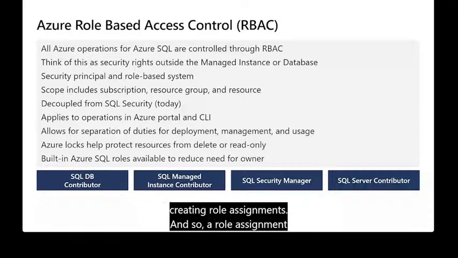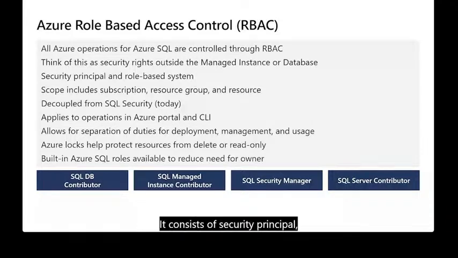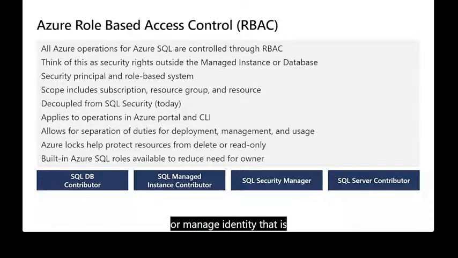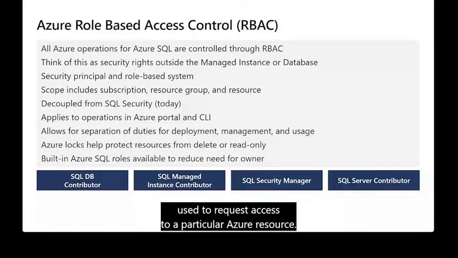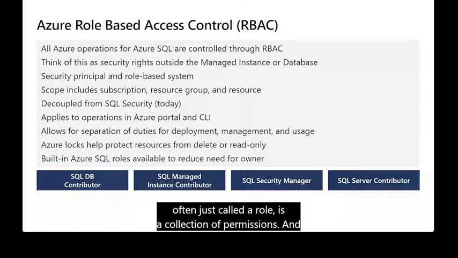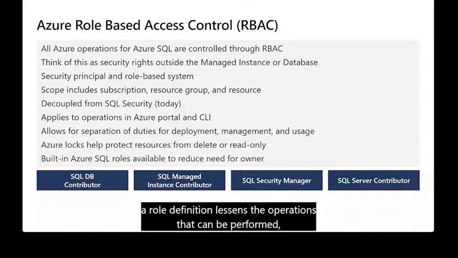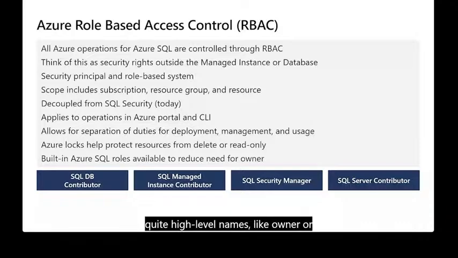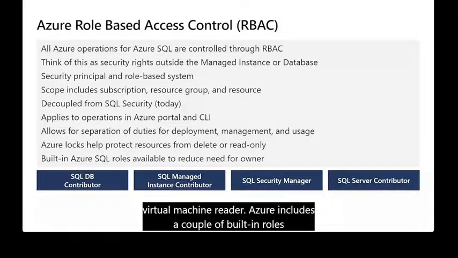And so a role assignment consists of 3 elements. It consists of a security principal, role definition, and a scope. So a security principal is an object that represents a user, a group, a service principal, or a managed identity that is used to request access to a particular Azure resource. A role definition, often just called a role, is a collection of permissions. And a role definition lists the operations that can be performed, such as read, write, delete. Roles can be given quite high-level names like owner or virtual machine reader.